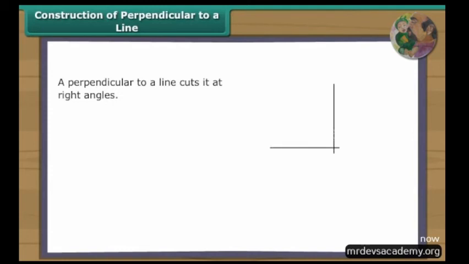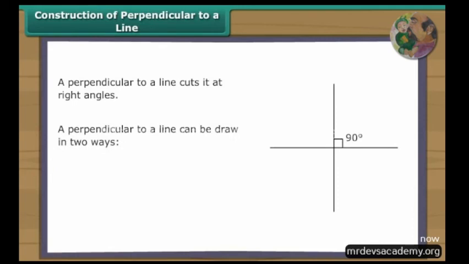Construction of perpendicular to a line. A perpendicular to a line cuts it at right angles. A perpendicular to a line can be drawn in 2 ways: through a point on the line, and through a point outside the line. Let us learn to construct perpendiculars in both the ways. Perpendicular through a point on the line.